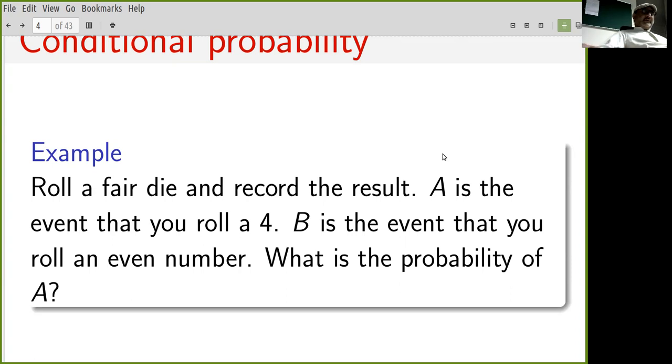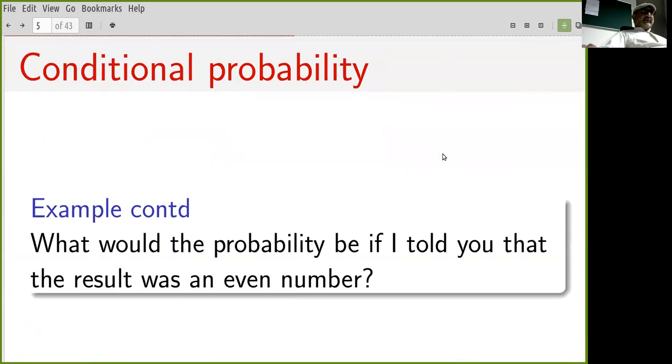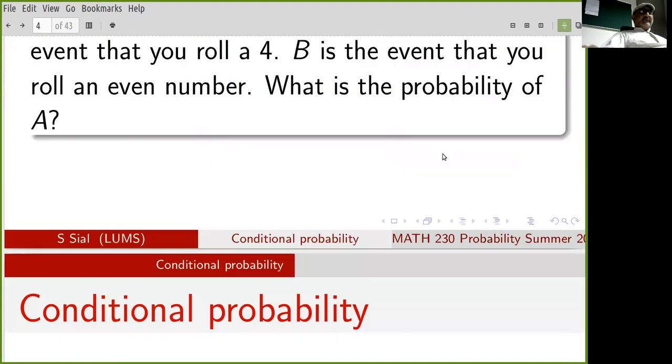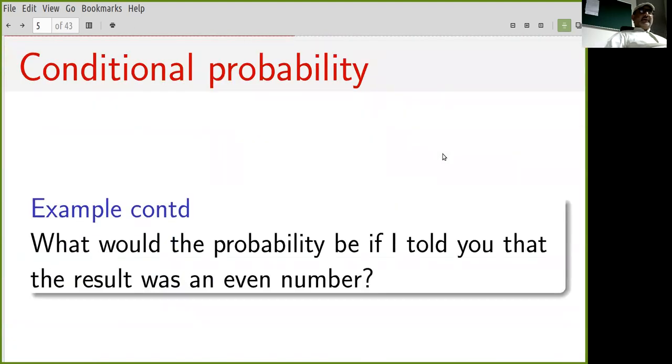Now, supposing that I change this a little bit, I say, what probability should you assign to the event that you rolled a particular number? You rolled a 4. A is rolling a 4. What's the probability that you rolled a 4? If I also give you the information, and I haven't let you look at the dice yet, you have to assign the probability because you're going to make a bet or something.